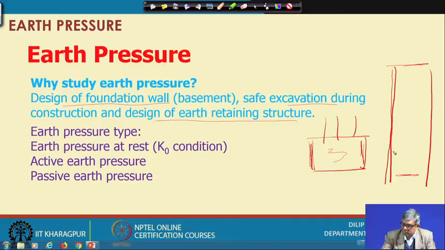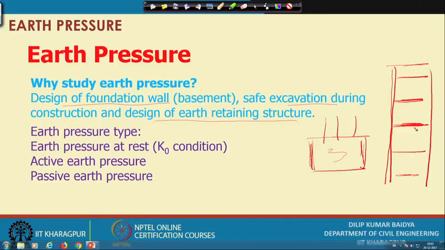So, what do you have to do? We have to give in-between support. So, there is some design: what will be the support, what is the cross section, what is the spacing. To find that out, you need to know the earth pressure. So, these are all various areas that require earth pressure theories.